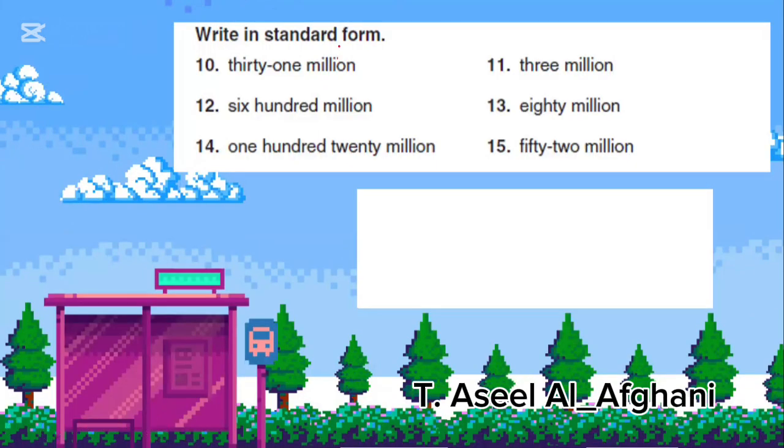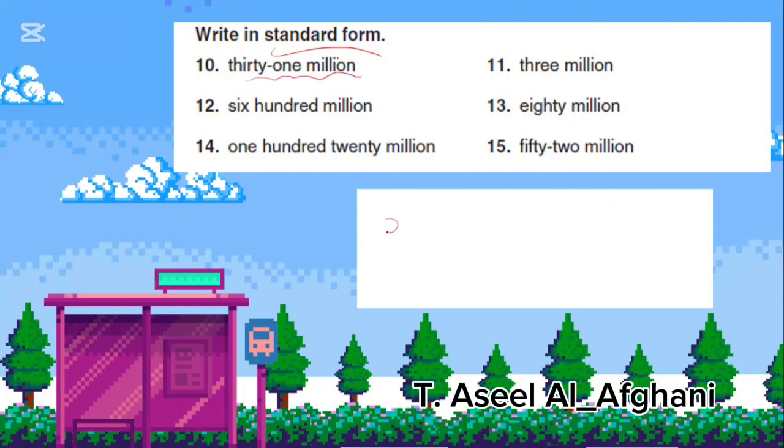Now, write in standard form, and the standard form means how do we write the numbers in their regular way, as we learned, using digits. But here you have the numbers written in words, so let's write them using our favorite digits. Numbers as we learned from grade KG1. So, 10, we have 31 million.